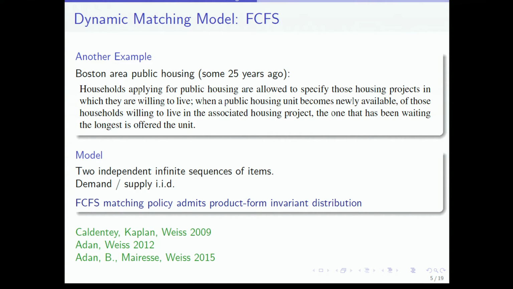In many cases, actually, families wait until the available house is there. Okay, so for this specific first come first serve policy, now we have very detailed results, and this model was first studied by Caldente, Kaplan, and Weiss in 2009.